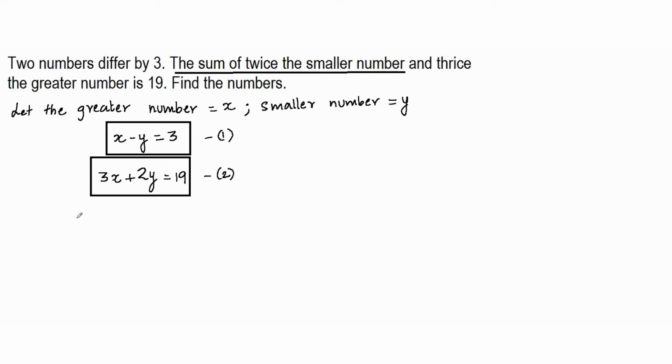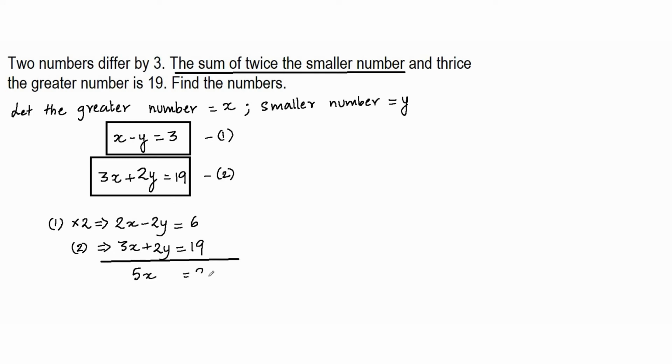So now what I'm going to do is eliminate y. Let me multiply the first equation by 2. So what I get is 2x minus 2y is equal to 6. And let's keep the second equation as it is. I get 3x plus 2y is equal to 19. And let's add up these two equations. So when I add these two equations, I get 5x is equal to 25, which means x is equal to 5. So the greater number is 5.